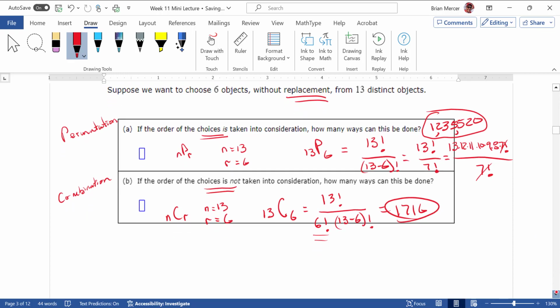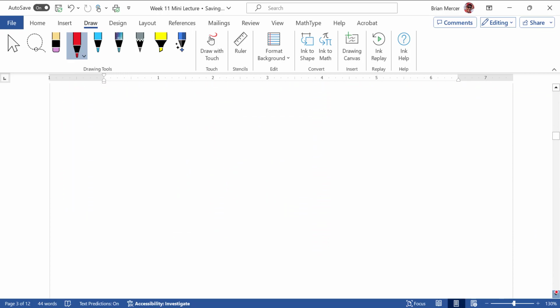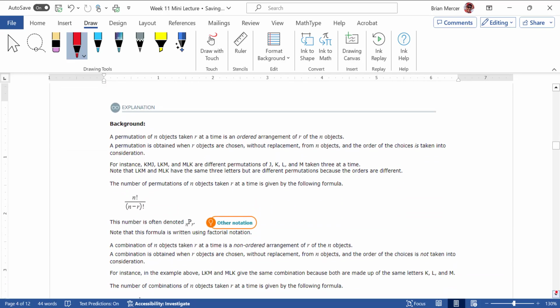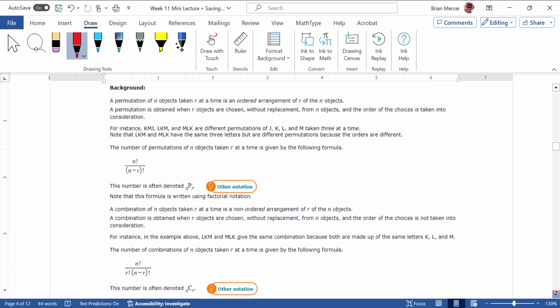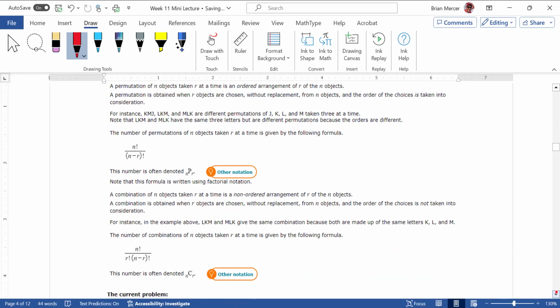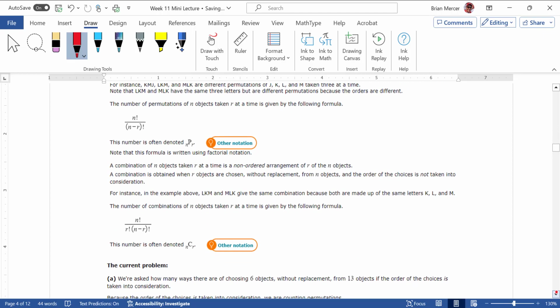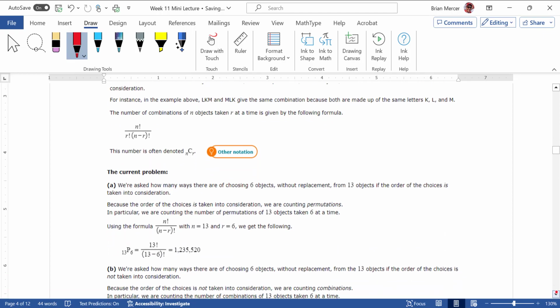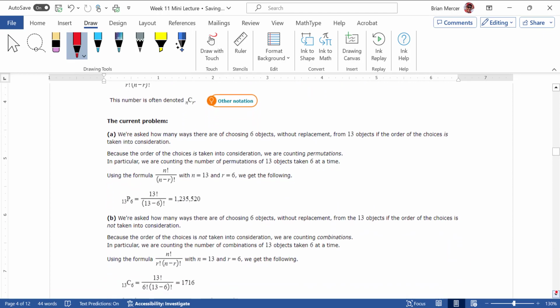And I'm just going to scroll down just a little bit and say something about the ALEKS explanation. If you look at it, here's some background. That's just explaining permutations. That's the permutation formula. There's the combination formula. And there you see how they calculated the permutations for part A and the combinations for part B.